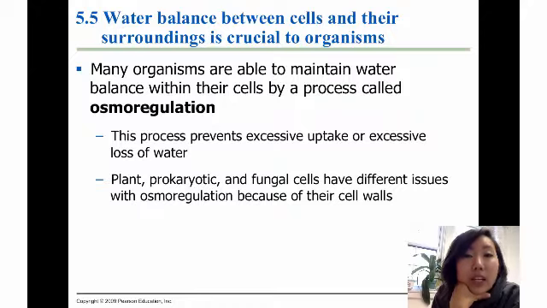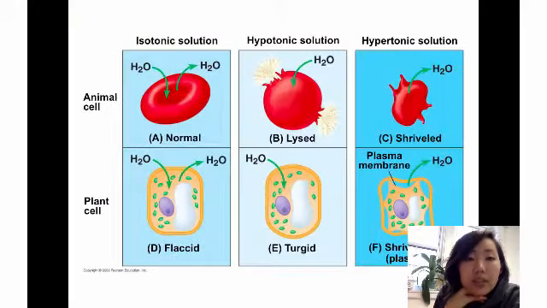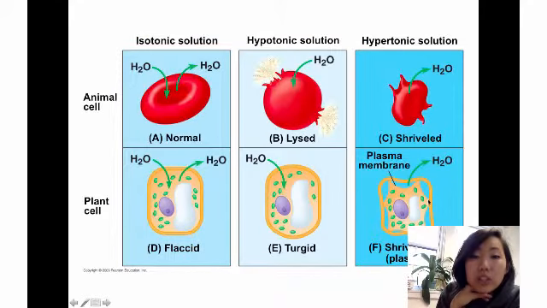So osmoregulation right here is the word that we use to describe maintaining the water balance. And so overall, cells want to make sure that they have the right amount of water. And animal cells and plant cells want different amounts of water, and you'll see that in just a second. This is a really important picture, and I would take some time to really look at and understand this.